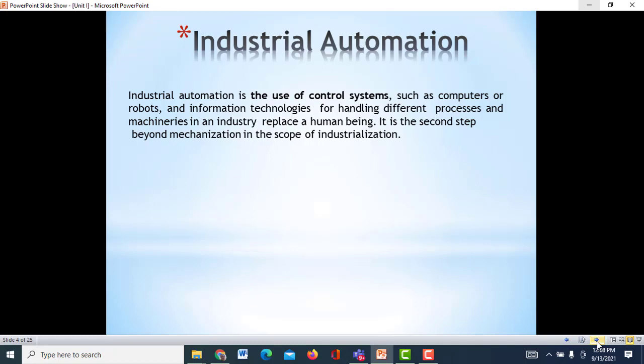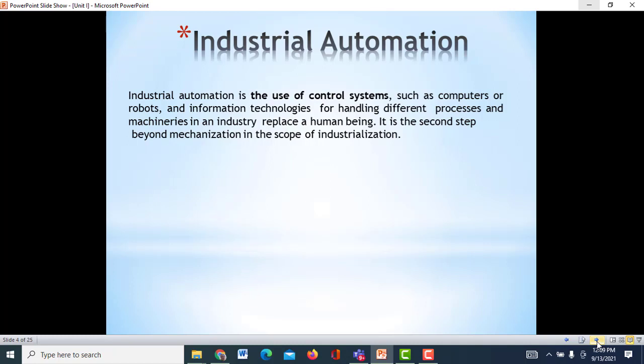Each plant will have a plant manager, and under him you have a supervisor, and we have low level workers also. All the machines used by the low level workers will be supervised by the supervisor, and the information has to be passed to the central manager or the production level head. That will be done by using your information technologies. So this is said to be industrial automation.